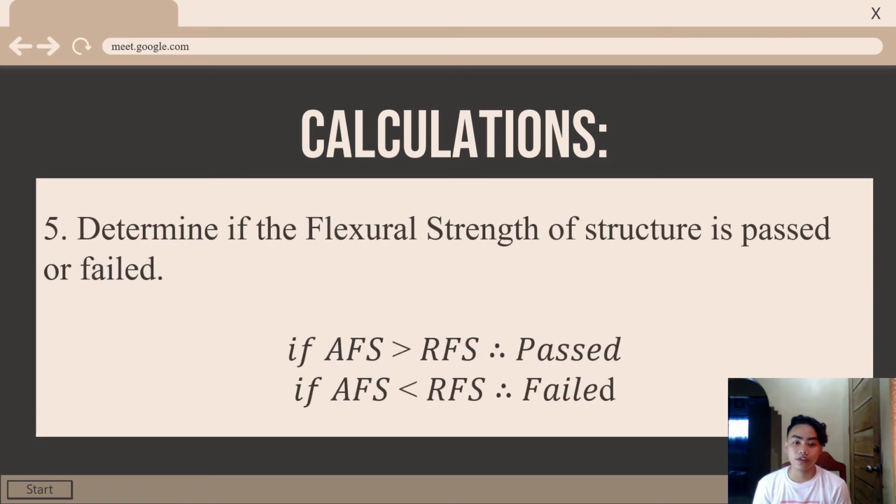So to determine if the flexural strength of the structure has passed or failed, if the acquired flexural strength is greater than the required flexural strength, it means that the flexural strength of the structure has passed. Otherwise, if it is less than the required flexural strength, then the flexural strength of the structure has failed.